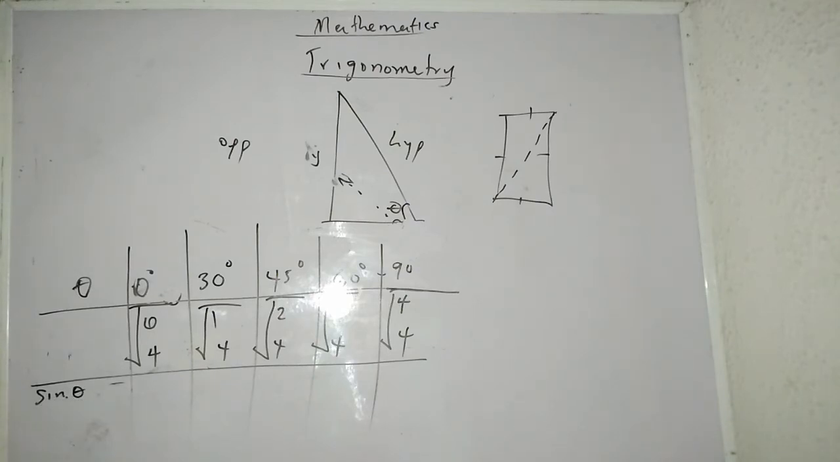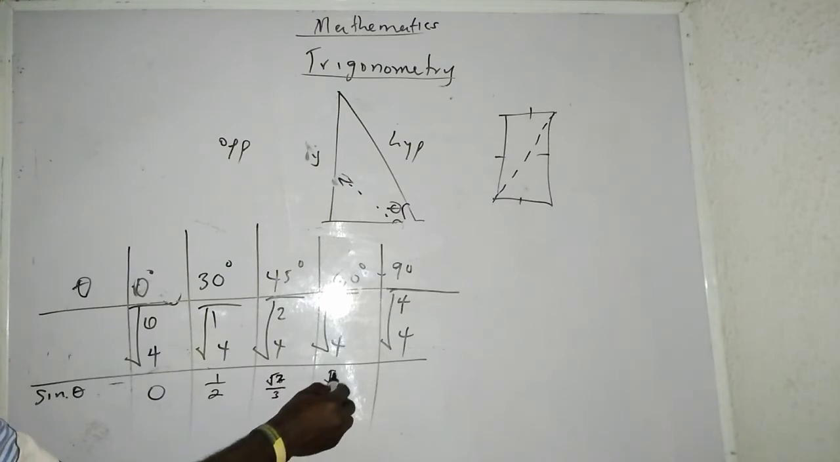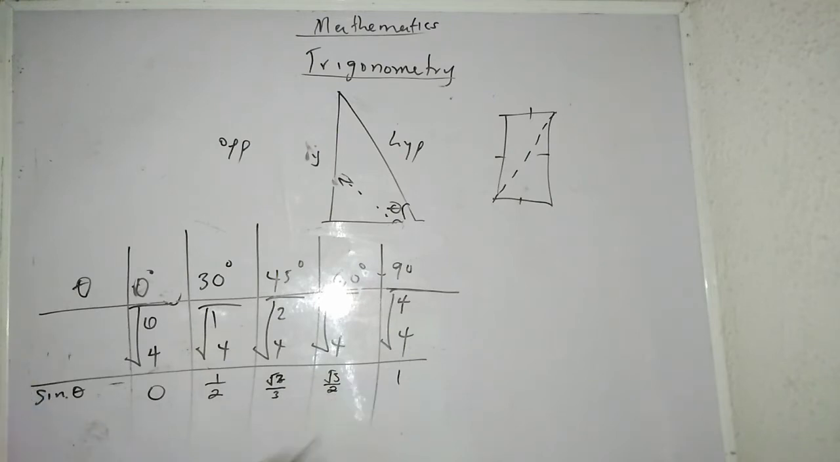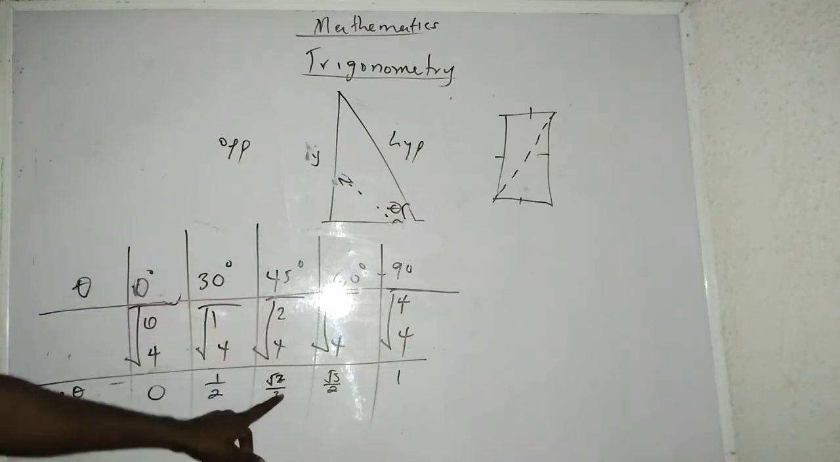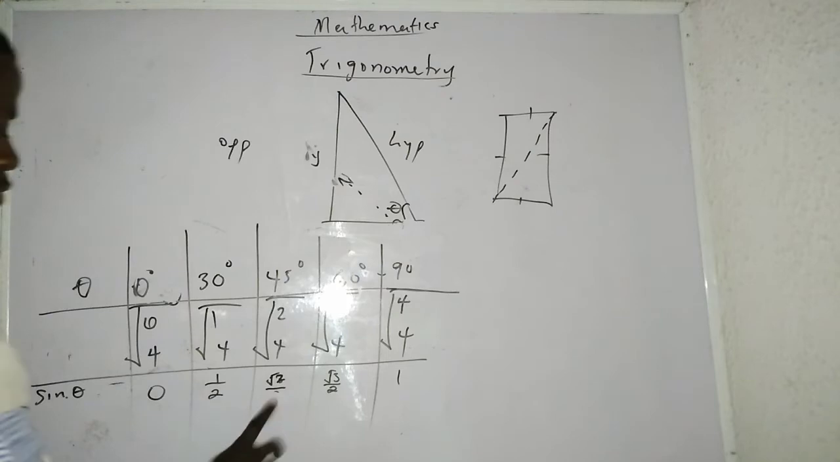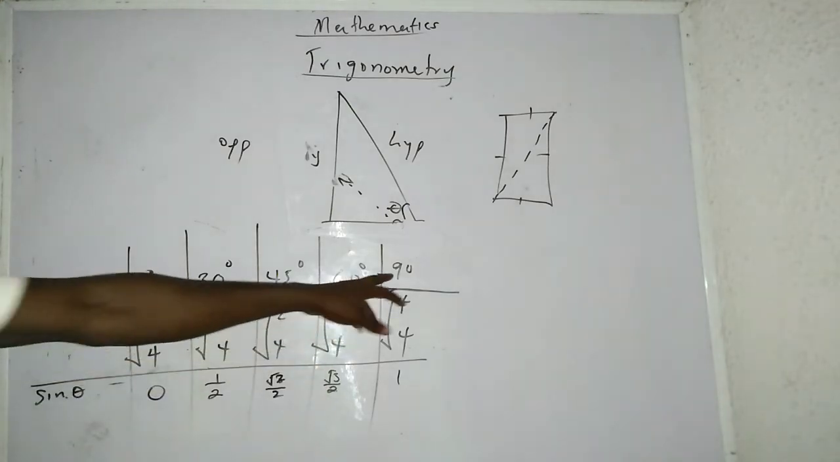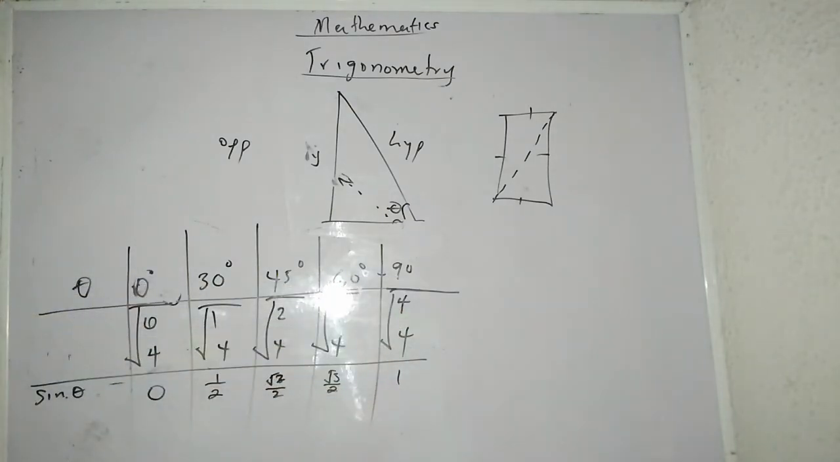Now, if I should work on sine theta, it means this is equal to 0, this is 1 all over 2, this is root 2 all over 2, this is root 3 all over 2, and this is 1. So my sine 0 is 0, sine 30 is half, sine 45 is root 2 all over 2, sine 60 is root 3 all over 2, and sine 90 is 1.